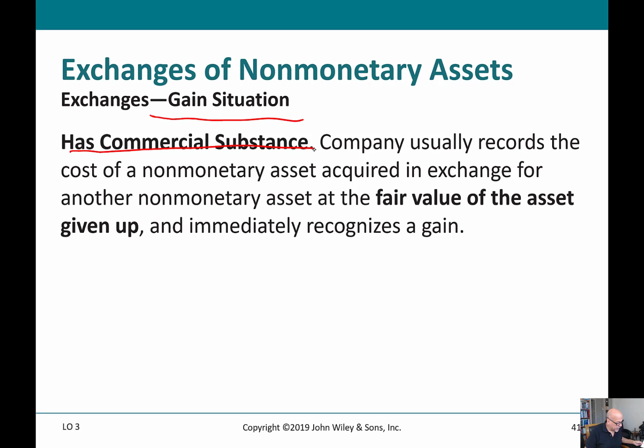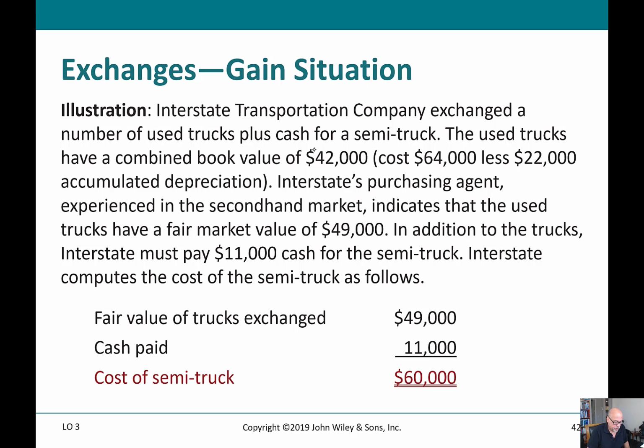So you come over and let's just take a look at the fact pattern here. New fact pattern, and we have what? We have the fair value of these trucks is 49. Well, let's just make sure we're clear on the problem. Let's just read through the problem. Interstate Transportation Company exchanged a number of used trucks plus cash. So they're paying cash for a semi-truck. The used trucks have a combined book value of $42,000, which is the cost of 64 minus the accumulated depreciation of 22, right there. And Interstate Purchase Agency experience in the secondhand market indicates that the used trucks have a fair value of 49.